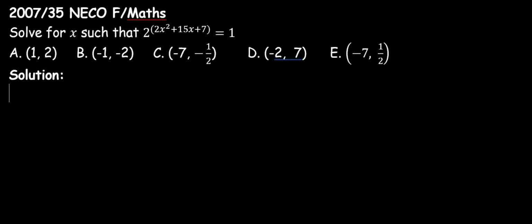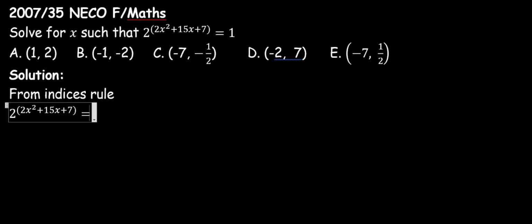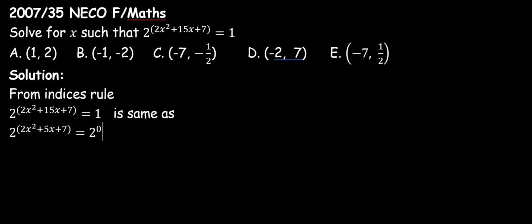Solution. From indices rule, we have that 2 raised to power (2x squared plus 15x plus 7) equals 1 is the same as 2 raised to power (2x squared plus 15x plus 7) equals 2 raised to power 0. As we all know, when we are dealing with indices, 1 is the same thing as that base raised to power 0. Now, since they are in the same base, we can equate powers. We now know that 2x squared plus 15x plus 7 is equal to 0.